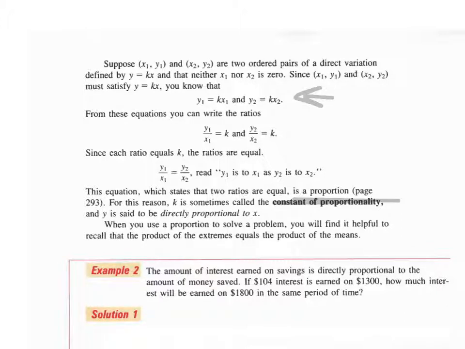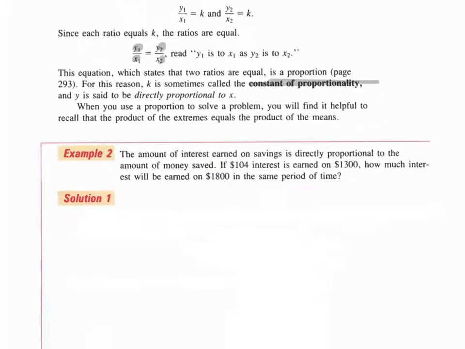If they give you two ordered pairs, you could put it in as y1 over x1 equals y2 over x2, and then cross multiply and divide. So you can also solve the problems as a proportion. So let's look at example 2.